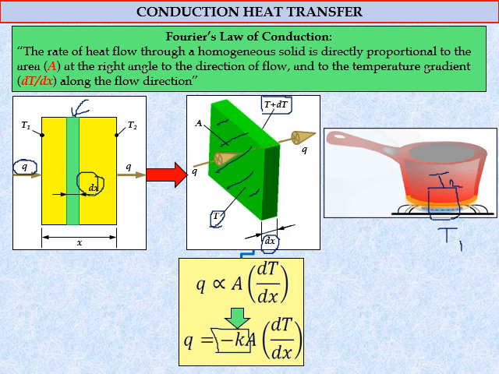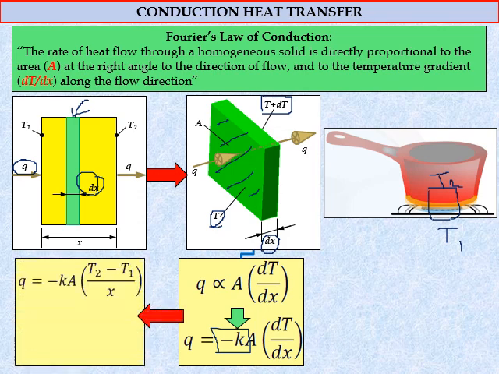From this K, dT is the temperature difference and dx is the distance. So we can rewrite the equation to be something like this: minus kA (T2 minus T1) over x. X here is the thickness, and A is the overall surface area. And K we get from the gradient of the graph that we plotted before.